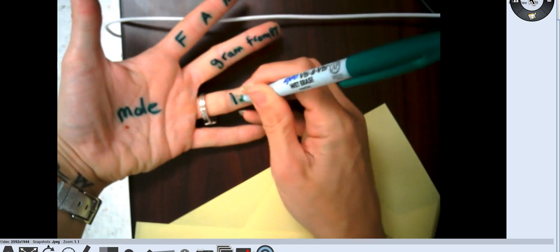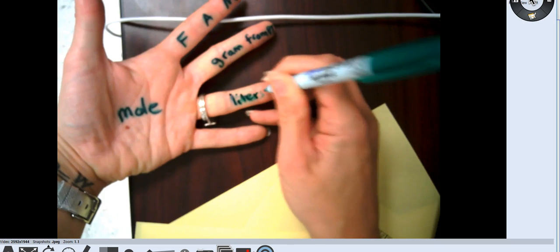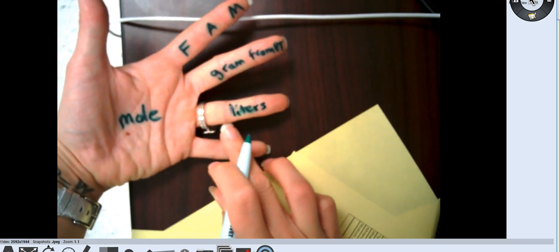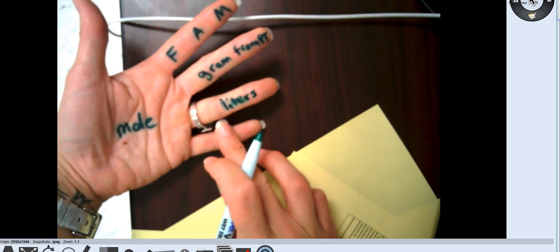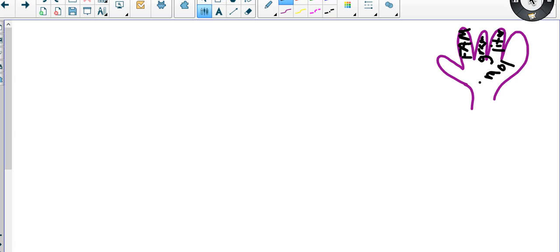So on this finger right here, I'm going to write down liters. When I'm using this finger, I'm going to be using 22.4 liters. We're not going to get to that today, but at least you know. All right? So that's what I'm going to be using. And then I'm going to show you how we're going to do these conversions. What I showed you earlier with the dimensional analysis now comes into play.